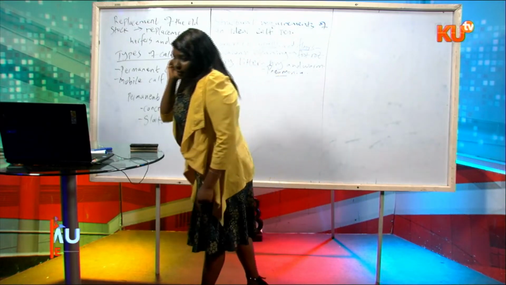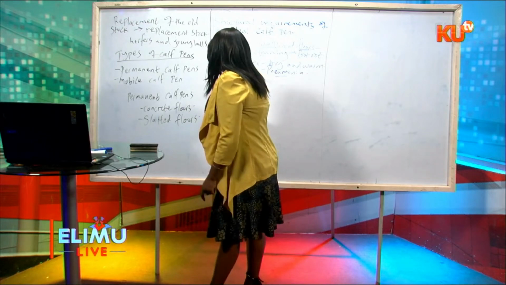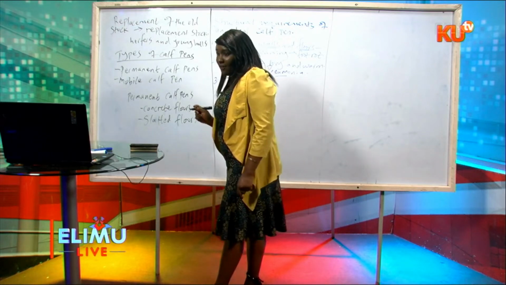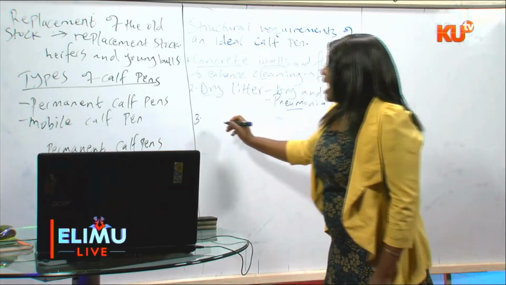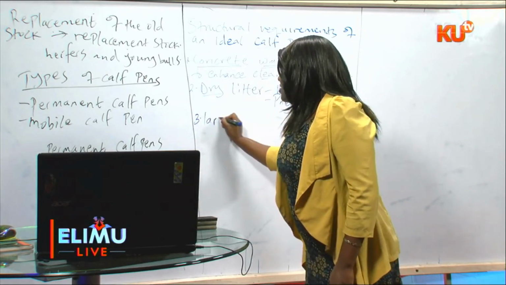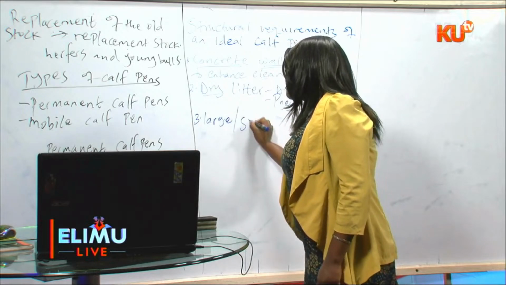So the third, or number 3, requirement of a calf pen is that the calf pen should be large enough. Large, or you can talk of spacious.